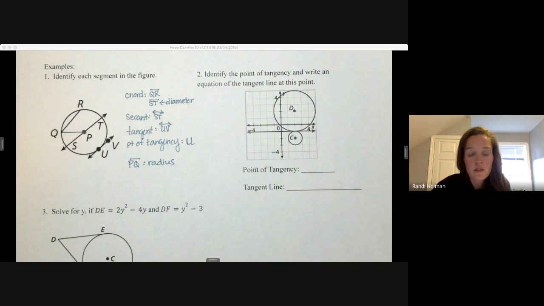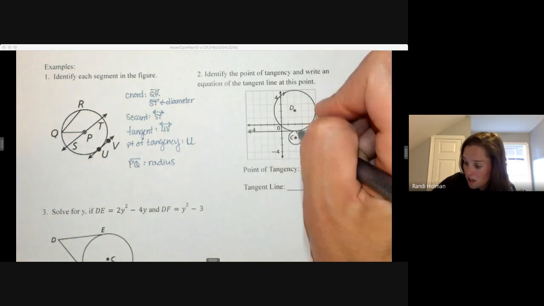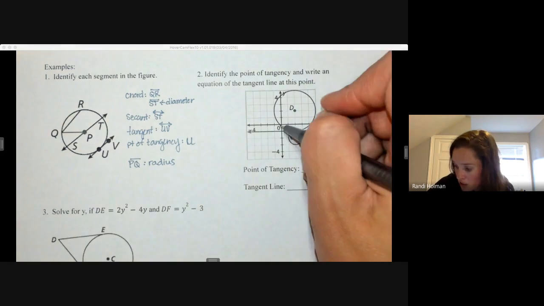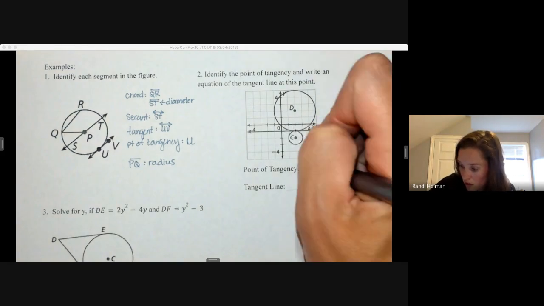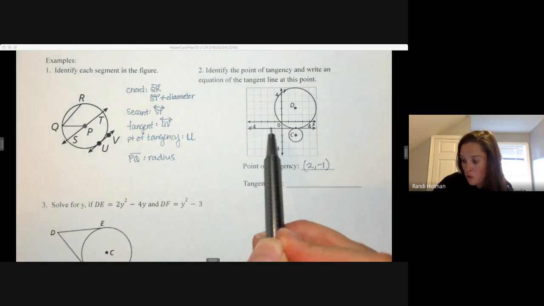Number two, we're looking at identifying the point of tangency and writing an equation for a tangent line at this point. So we have these two circles, circle D and circle C, and then we have this line here that just touches both circles. That point of tangency is at the point 2, -1, and it's this nice horizontal line.